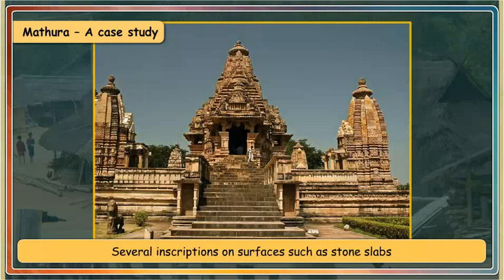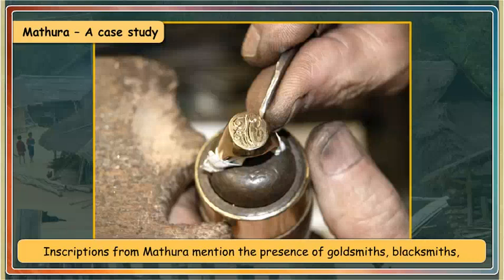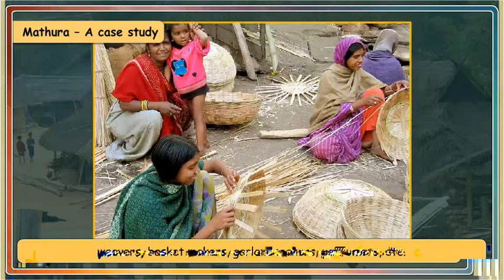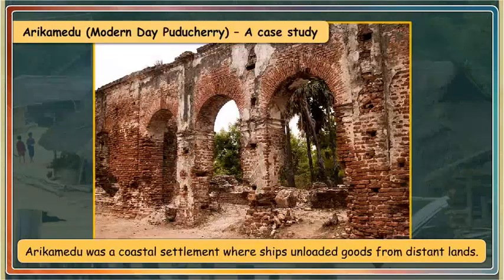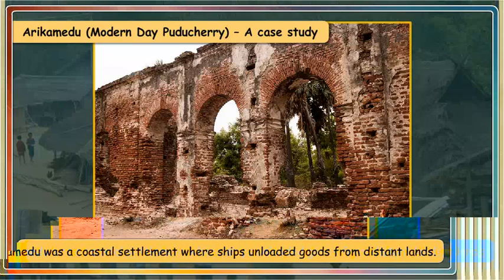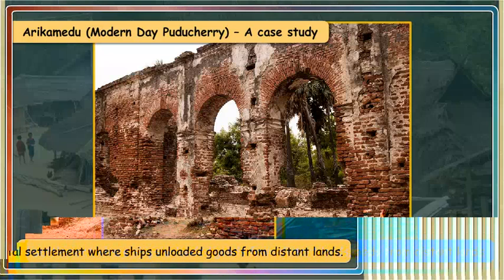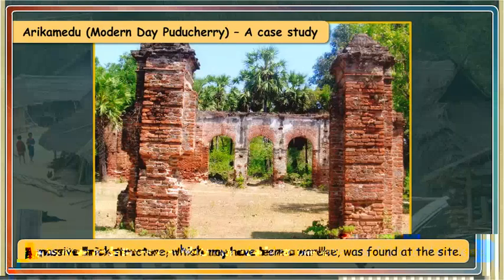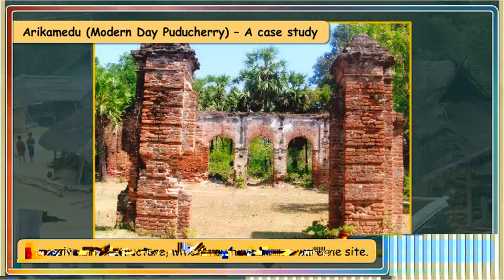Several inscriptions on surfaces such as stone slabs and statues have been found in Mathura. Inscriptions from Mathura mention the presence of goldsmiths, blacksmiths, weavers, basket makers, garland makers, perfumers, etc. Arikamedu, modern-day Puducherry, a case study. Arikamedu was a coastal settlement where ships unloaded goods from distant lands. A massive brick structure, which may have been a warehouse, was found at the site.